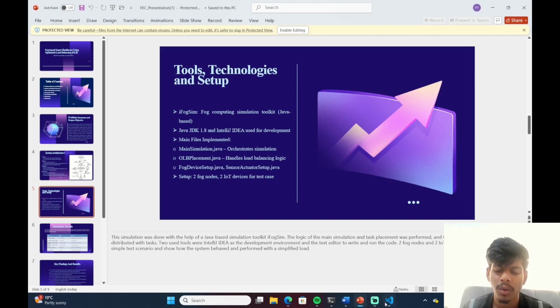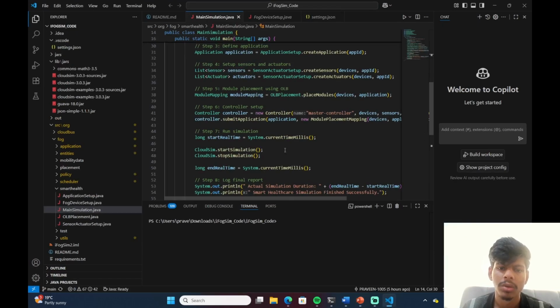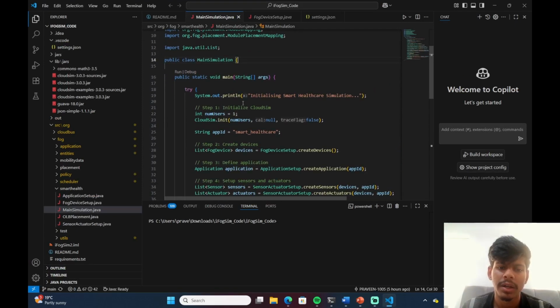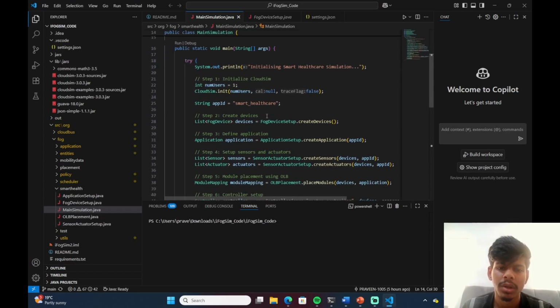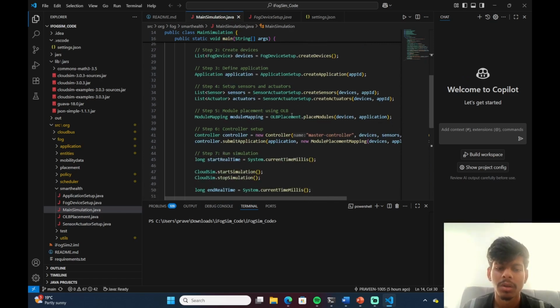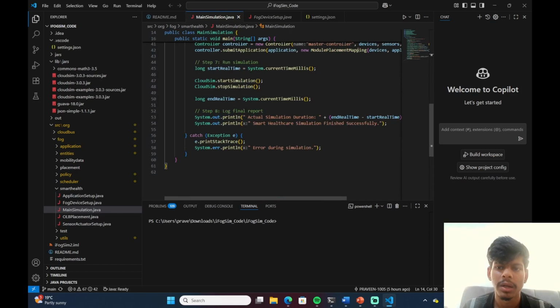So I'll run my code. This was my actual code, running in the main simulation. We created an application, so we are tracking the device performance while we are sending information to the cloud. It will track the device performance here. So I'll run the code here.